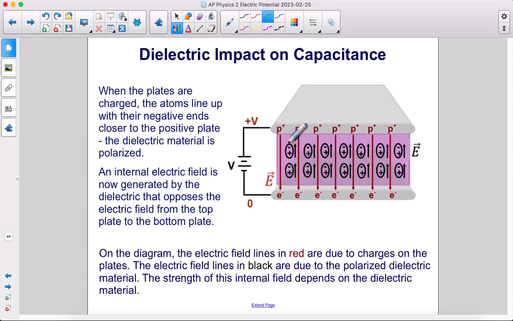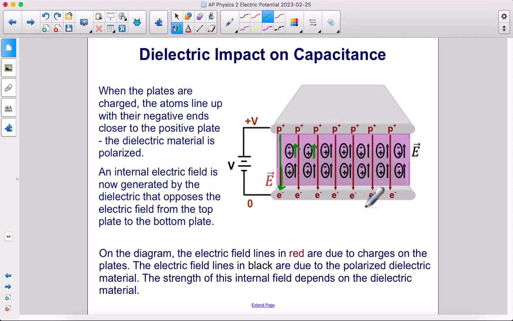the bottom plate. So you can see here that these little atoms have arranged themselves so that the negative side is pointing towards the positive plate, which creates a little electric field from positive to negative that points up, while the main electric field in the capacitor points down. On the diagram, the electric field lines in red are due to charges on the plates. The electric field lines in black are due to the polarized dielectric material.